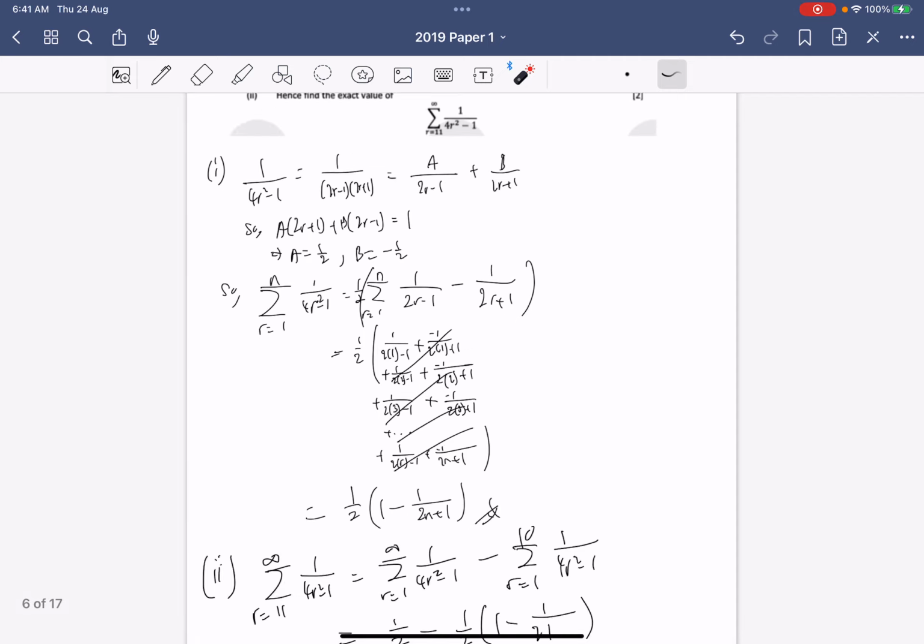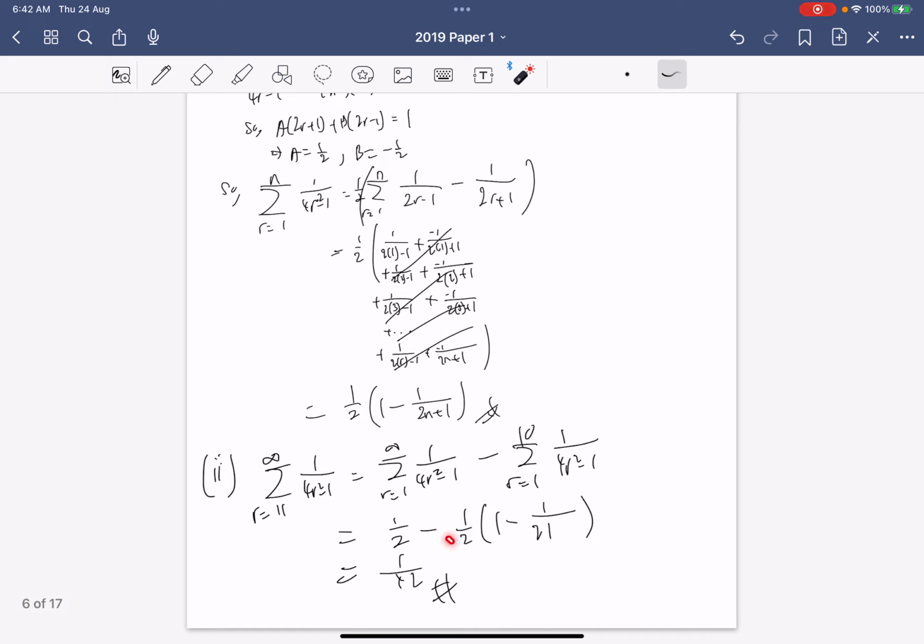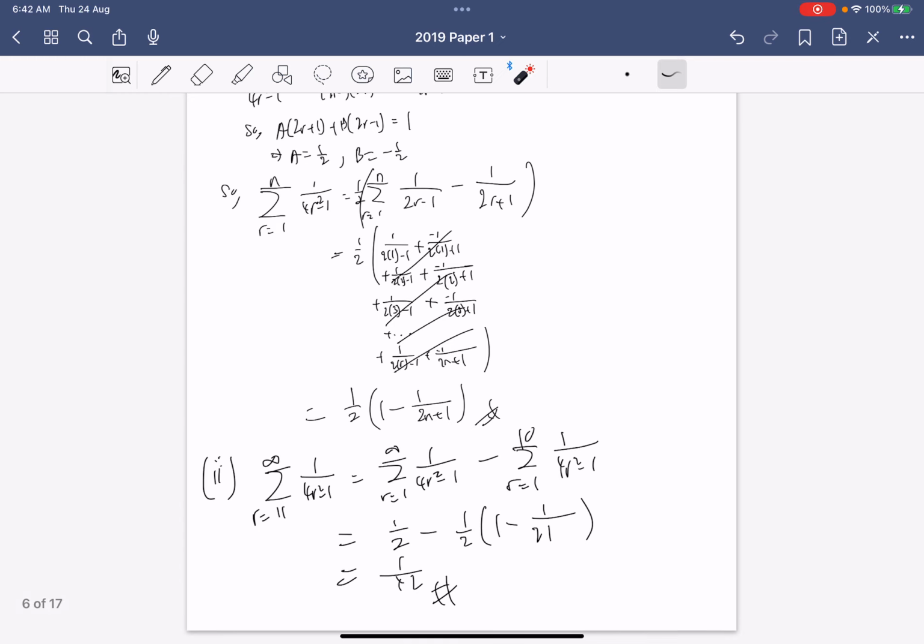And then we're supposed to find the sum from 11 to infinity. So 11 to infinity is just 1 to infinity minus 1 to 10. So 1 to infinity, you know from this formula that as n approaches infinity, this approaches half, because this part is 0. And from 1 to 10, you just sub in 10. So it's just half times (1 minus 1 over 21). So this half and this half will cancel. And so you're left with half times 1 over 21, which is 1 over 42.